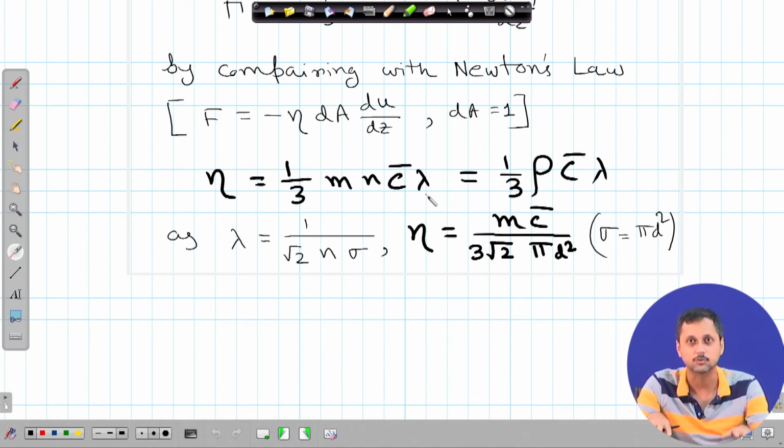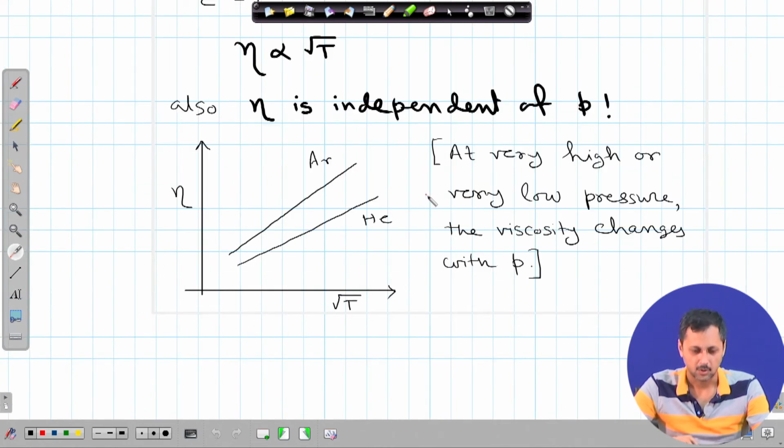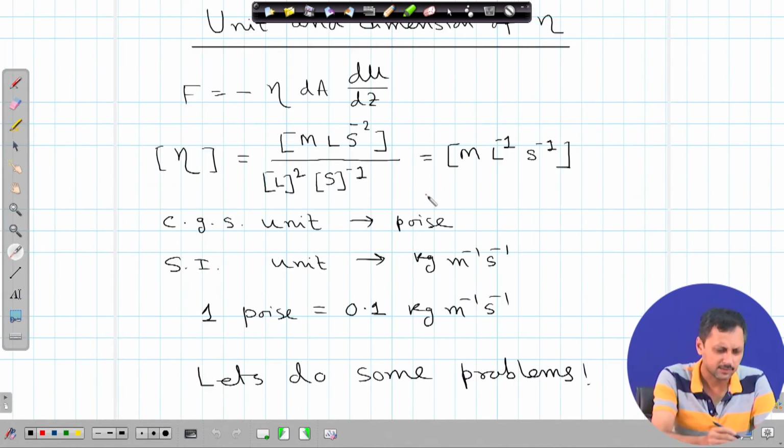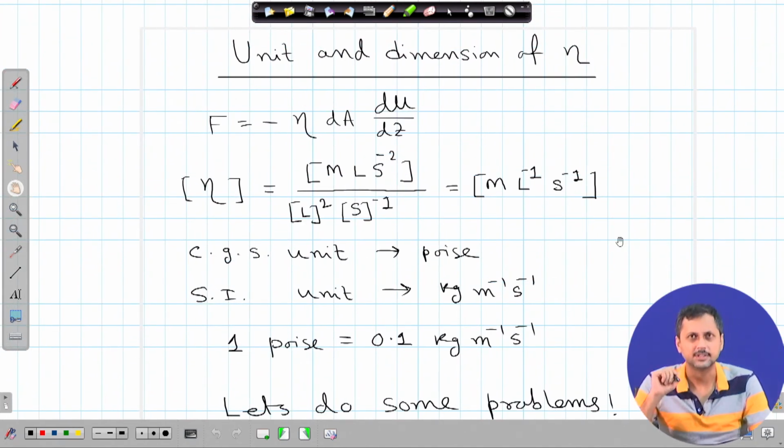Whatever we have discussed so far, that description breaks down, and we start having some variation of eta with pressure, which is totally outside the domain of this discussion. But it is good to know when eta changes with pressure and what the reasons for it are. Okay. Next, we will take up the units and dimensions of eta.